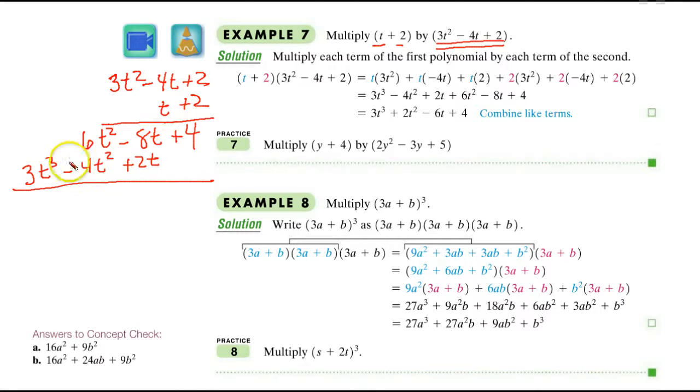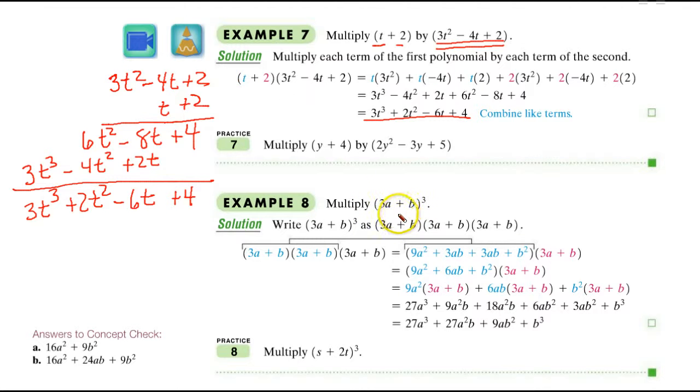Now, notice what I have here. Columns now that we're going to add that are like terms. So this becomes a plus 4. This becomes a negative 6t. This becomes a positive 2t squared. And this is 3t cubed. Now you had all of this strung out. To me, this is the better way. But you can use this way too.